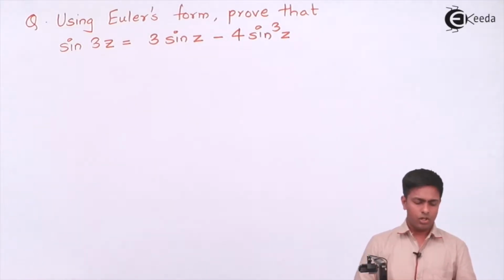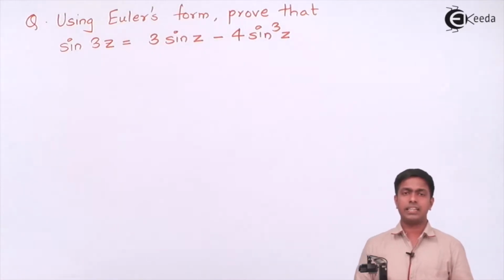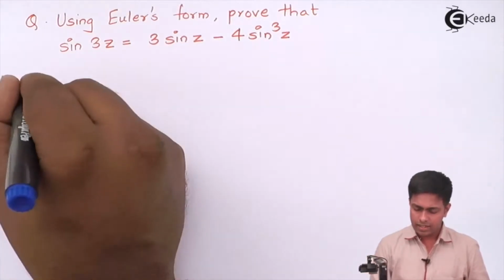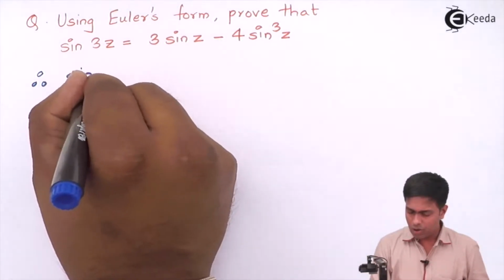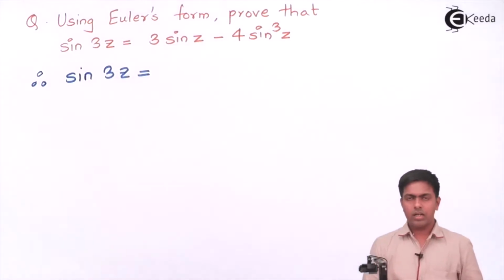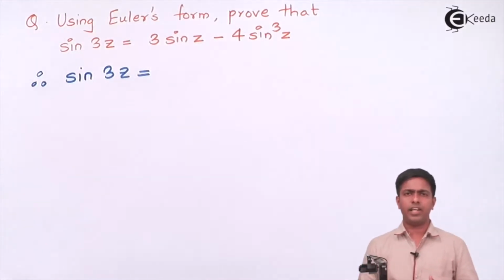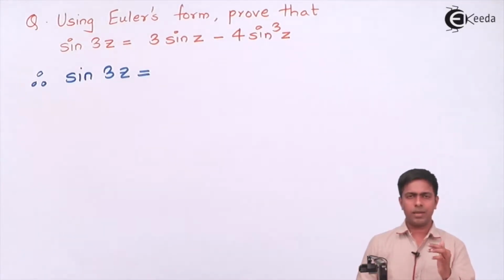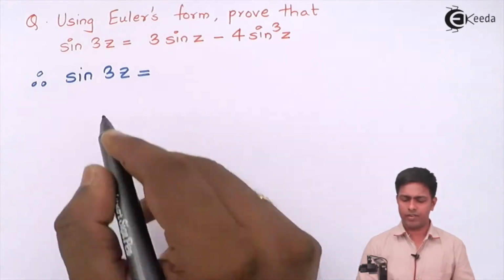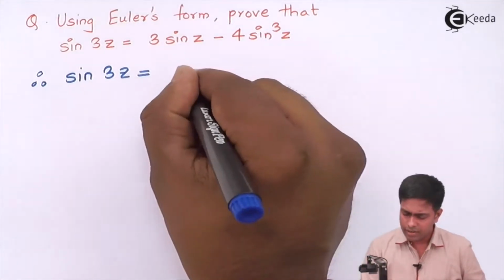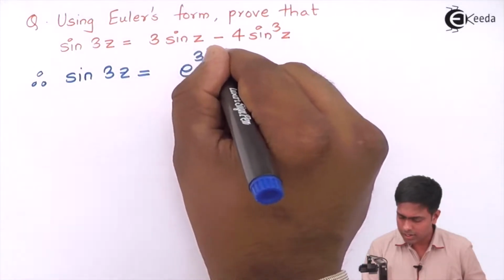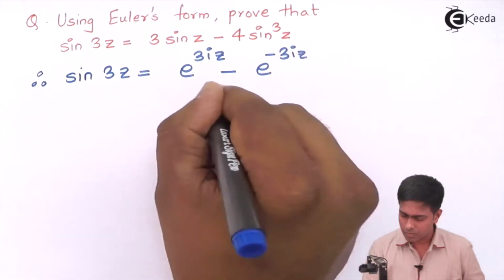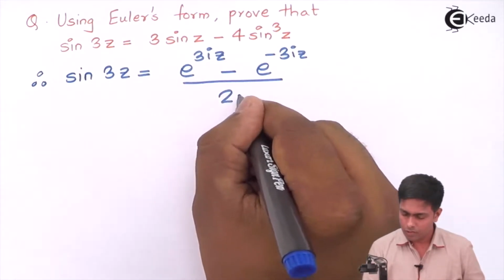So let's start. On the left hand side we have sine 3z, so let's expand sine 3z first. Therefore sine of 3z is equal to, now we know the identity of Euler's form for sine x, so we will use the same identity by replacing that x with 3z. So here we will get e raised to 3iz minus e raised to minus 3iz upon 2i.